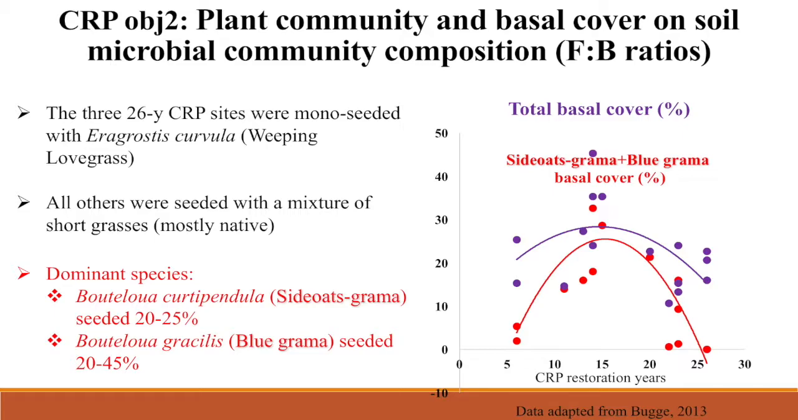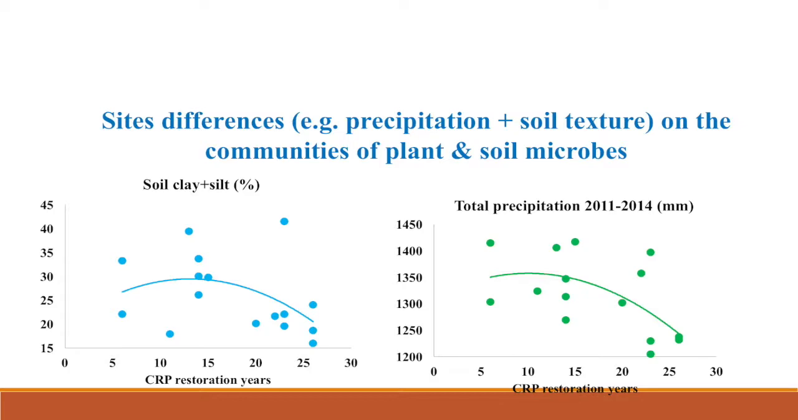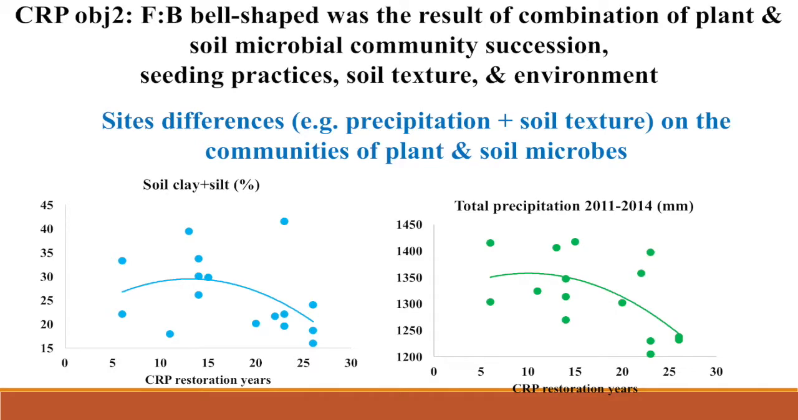Besides the plant community, there might also be other abiotic factors involved in these microbial community changes. The sites, as I mentioned earlier, all targeted one soil series, Amarillo, but you can see the soil clay percentage varies from 50% down to almost 45%. And the old CRP has the sandiest soil.